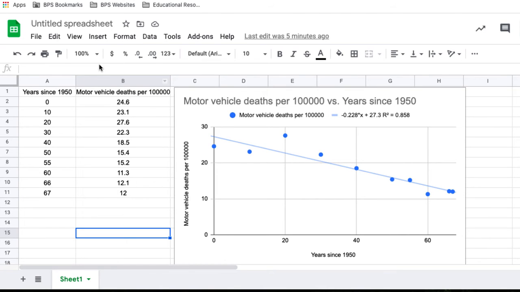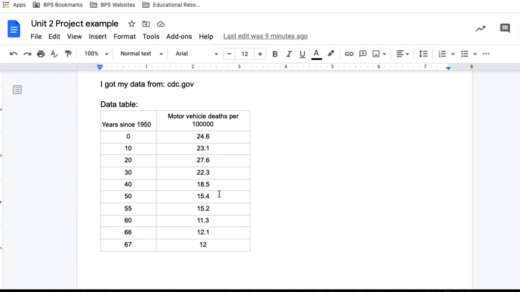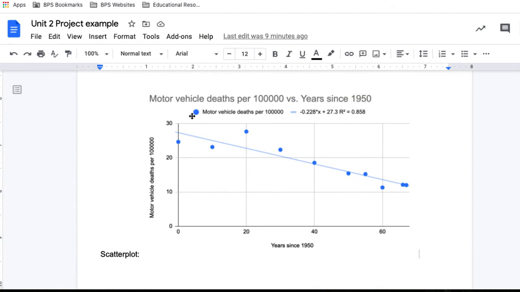Then I highlighted this, I inserted my chart, picked a scatter plot, inserted the trend line, and asked to see the line equation as a label, and put in my R-squared value. All I did then was copy it and paste it back into the document. So here's my nice table. Years since 1950, motor vehicle deaths per 100,000, and my scatter plot with the trend line, including the equation and the R-squared value. Now you notice the equation is not in slope-intercept form.